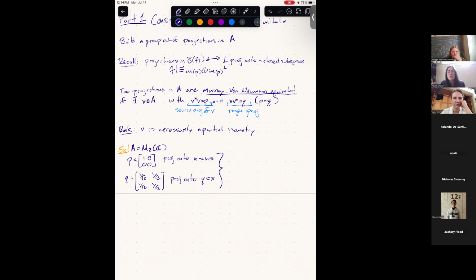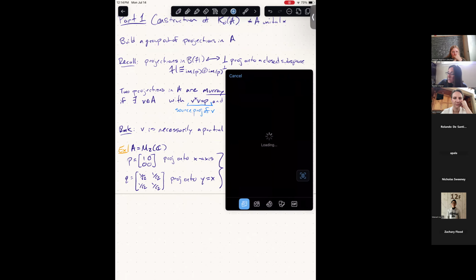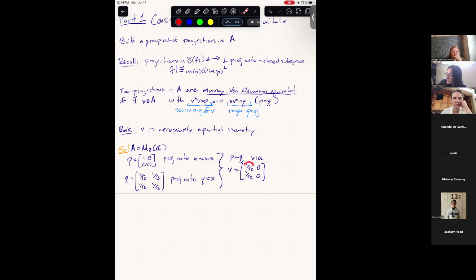And these two projections are Murray von Neumann equivalent via the partial isometry, which is 1 over root 2, 1 over root 2 in the first column, zeros in the other column. So this is basically projecting the x-axis onto the line y equals x and collapsing the y-axis to 0.